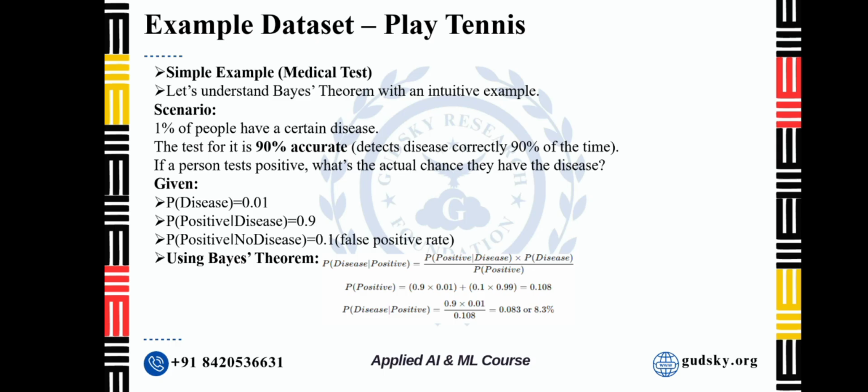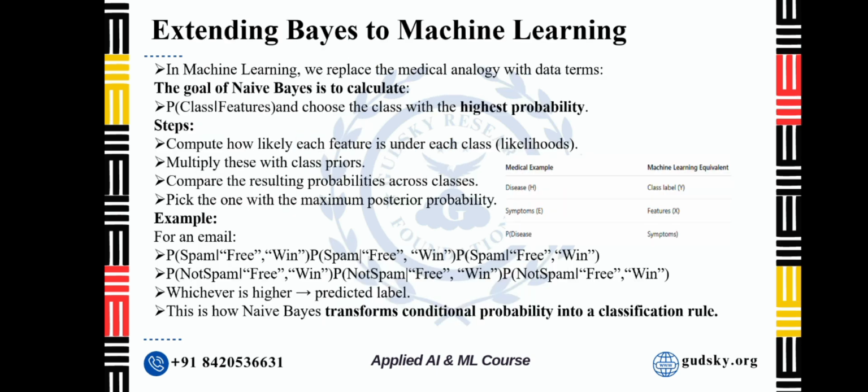Even though the test is 90% accurate, the actual chance of having the disease after a positive test is only 8%. This example shows the power of Bayes theorem. It helps us reason correctly under uncertainty and avoid misleading conclusions. So next we'll see extending Bayes to machine learning.